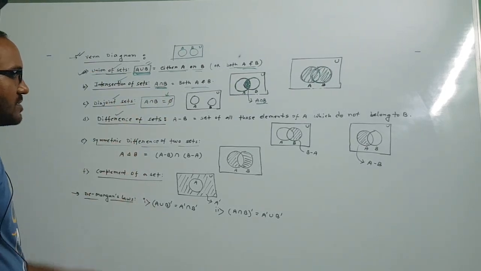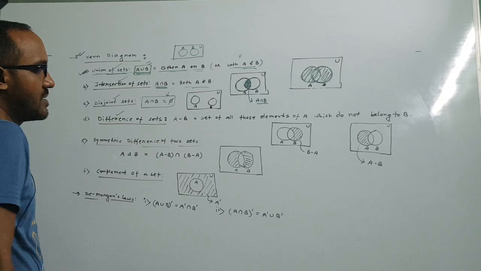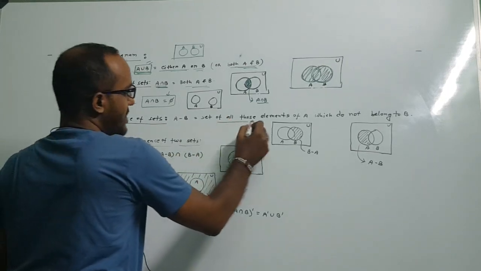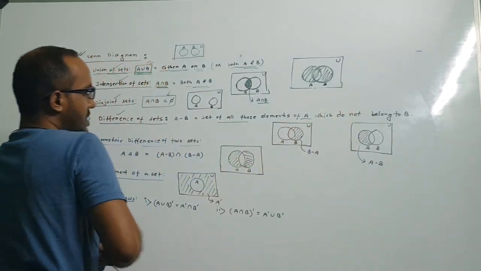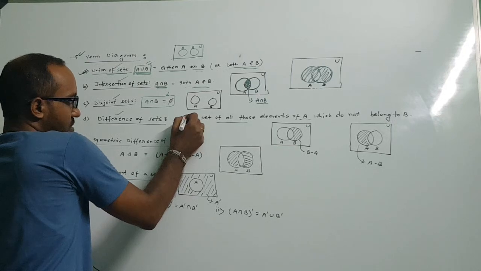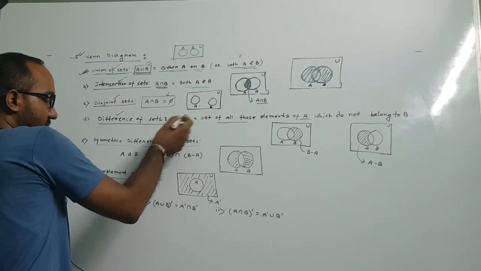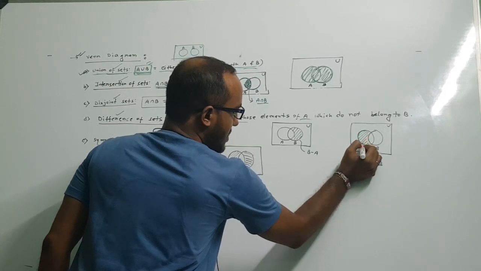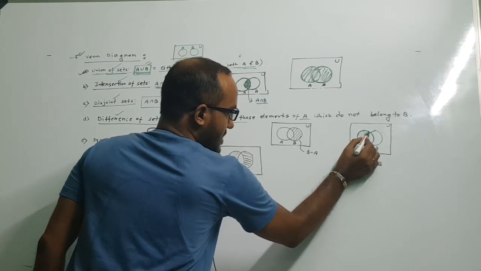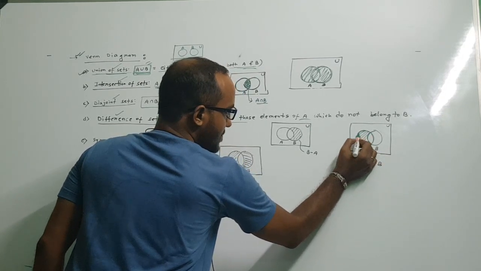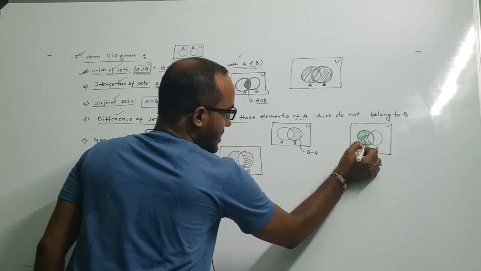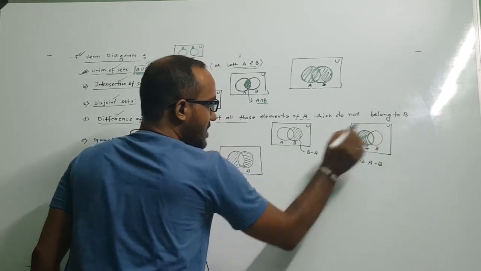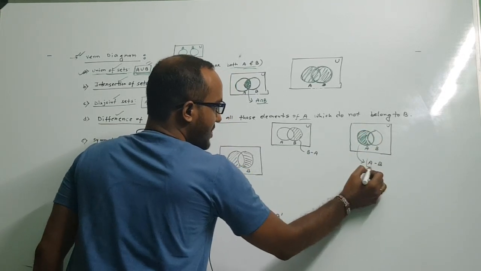Difference of two sets. If you want to find A minus B, that means the set of elements of A which do not belong to B. This is represented as A minus B. This is the whole set of A, and the elements in this portion lie only in A, not in B. This is known as A minus B.